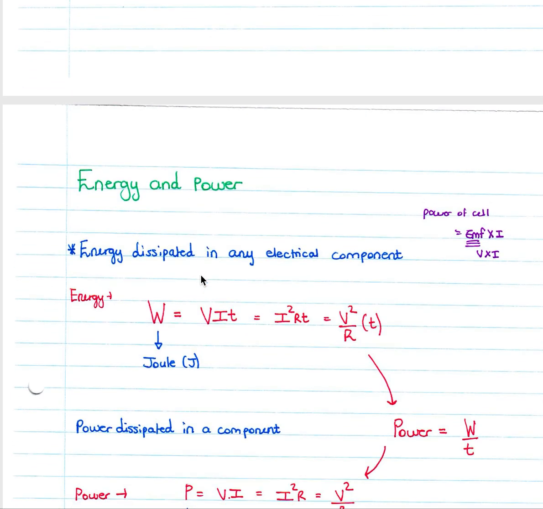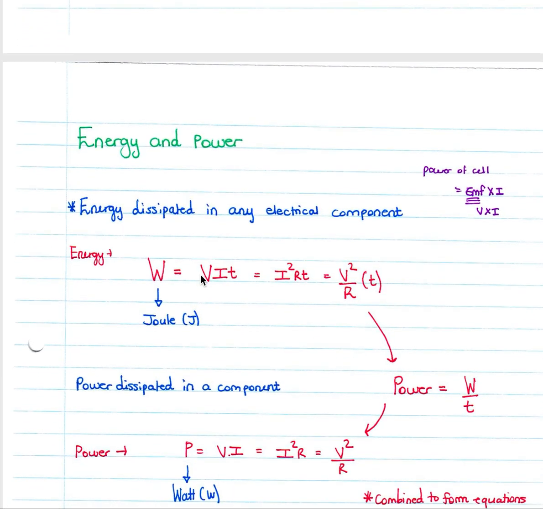Then we move on to energy and power. So energy is dissipated in any electrical component. Our power of our cell is equal to our EMF times I, which is simply our V times our I, voltage times our current. So we've said that energy is dissipated in any electrical component.